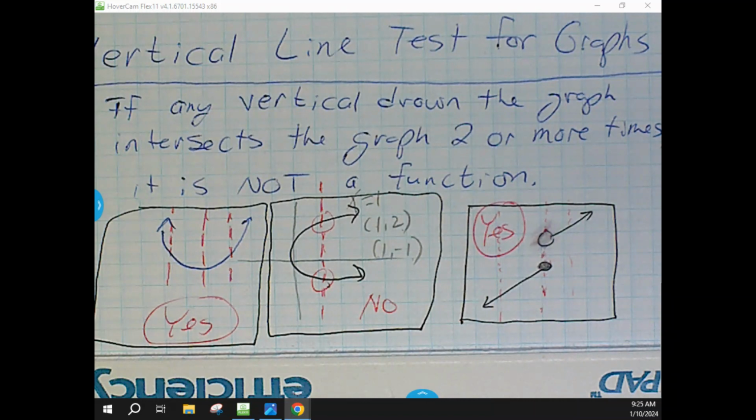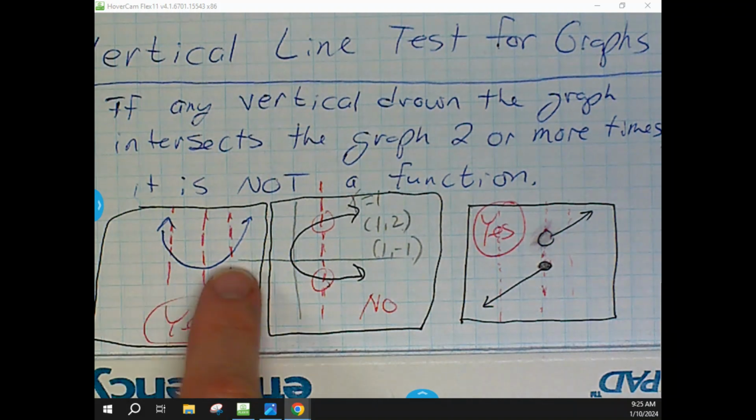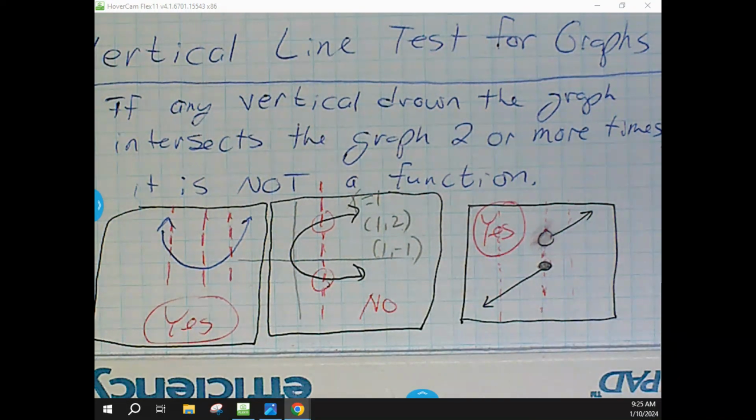Okay, so the vertical line test. It's especially for graphs, a really quick, really handy, easy tool. Just draw a line through it. If you can make the vertical line hit it twice, it's not a function. As long as every vertical line only hits it one time, then you're good to go.